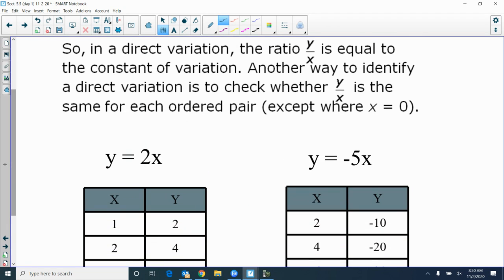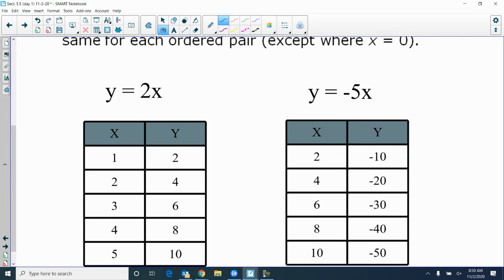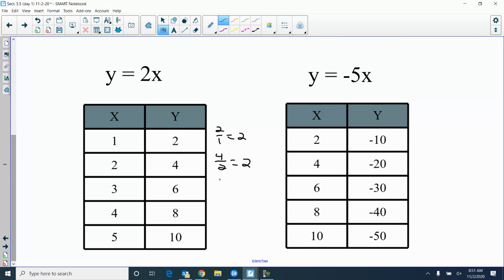Now you've got that grid on your paper, right? Here's what happens when you're given a table. If you have y equals 2x, I know that's direct variation. If you take the y coordinate divided by the x coordinate, 2 divided by 1, I get 2. If I take 4 divided by 2, I get 2. If I take 6 divided by 3, I get 2. You see a pattern? The number I got in each case is 2. That's how direct variation works.